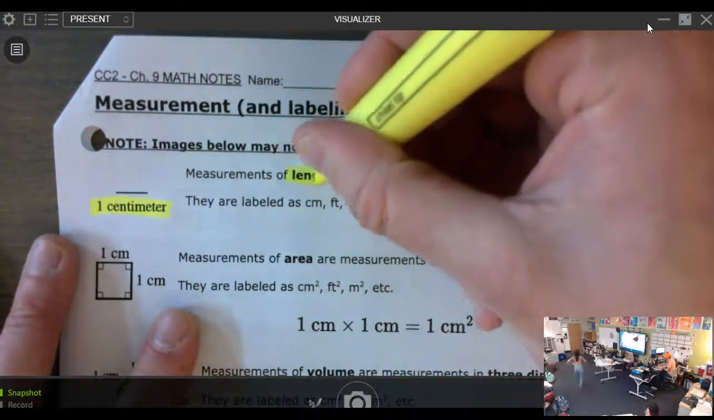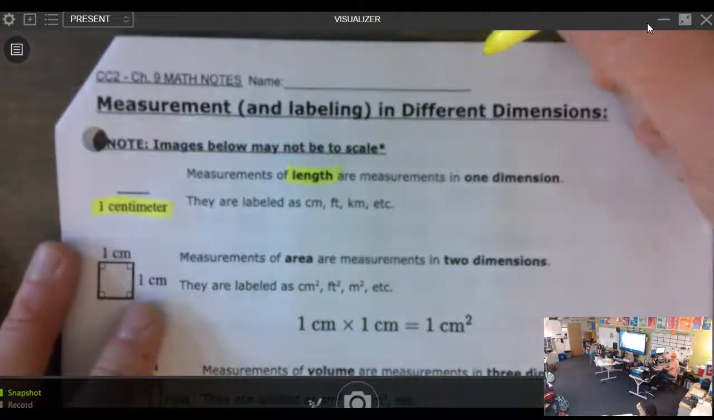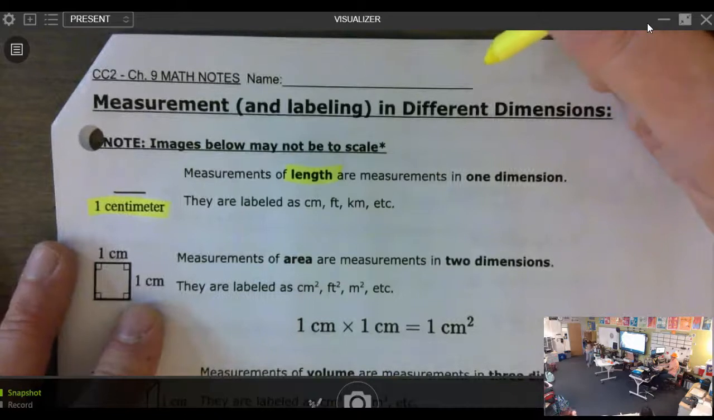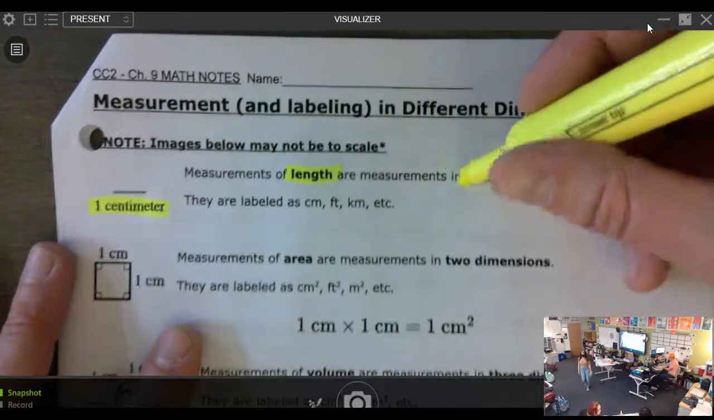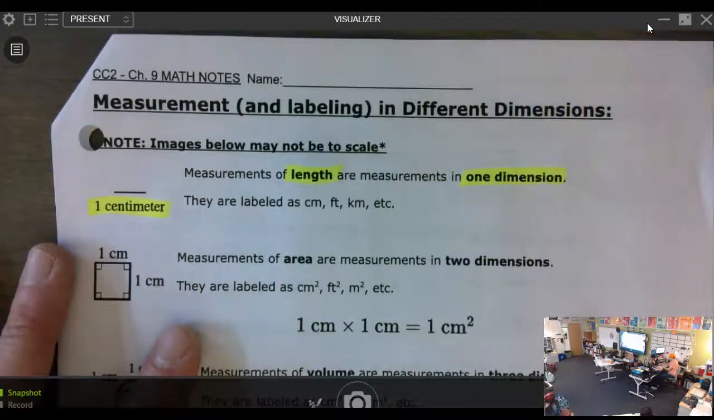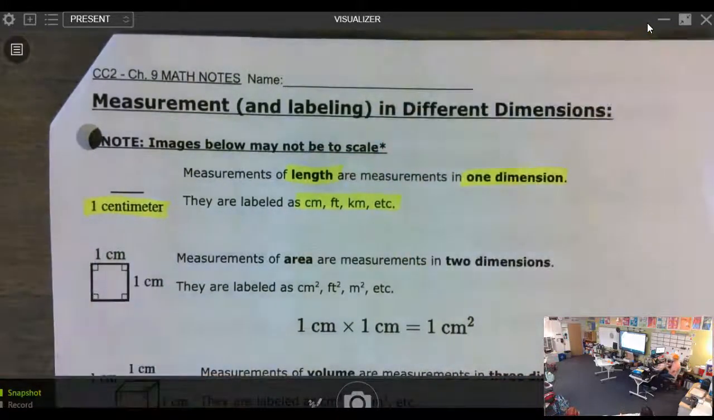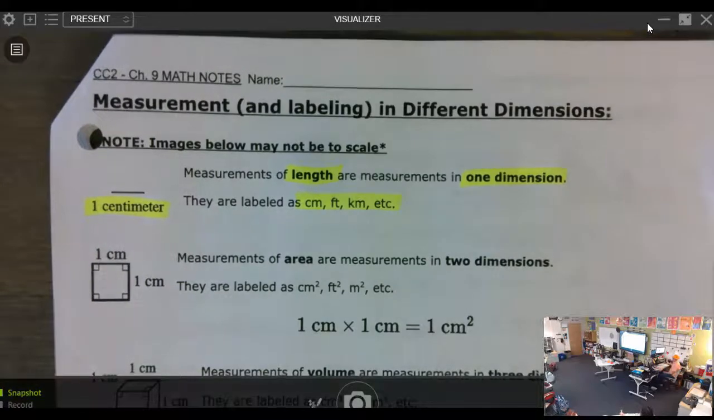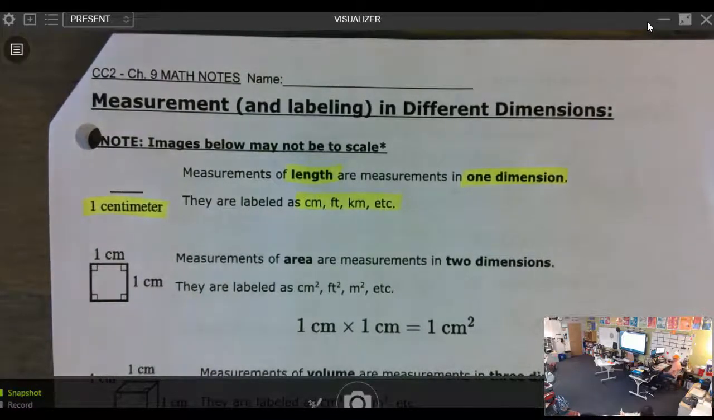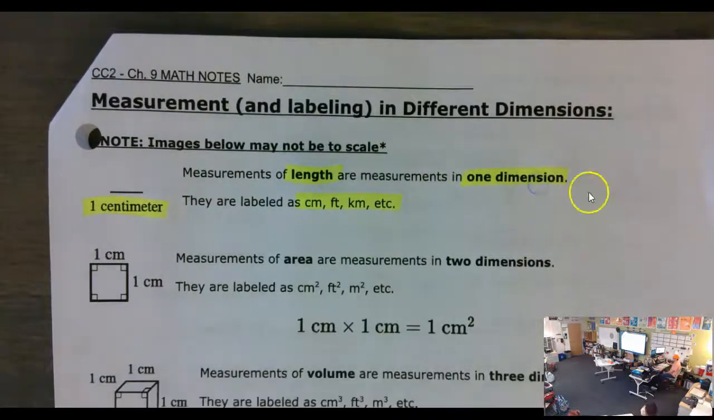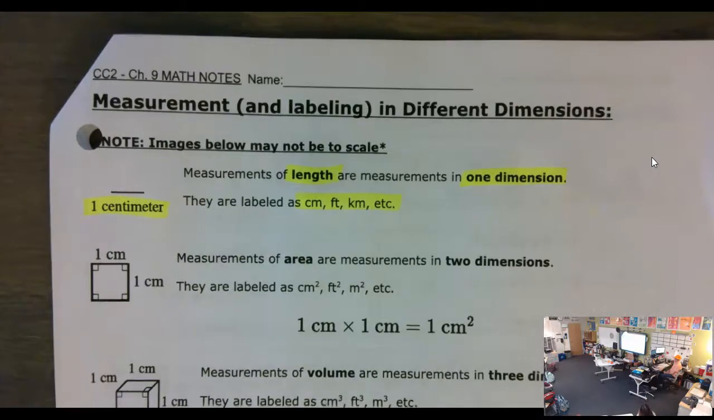if we measure things just by length. I live 2 miles from school. That is one dimension. That will be measured in centimeters, feet, kilometers, miles, parsecs, fathoms, whatever one-dimensional length measurement you choose to use. I'm pretty sure parsecs are a space measurement, like light years.